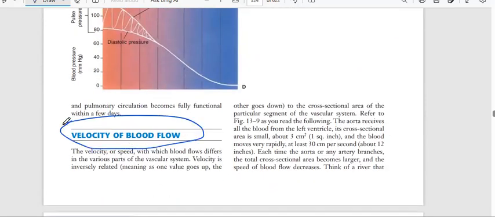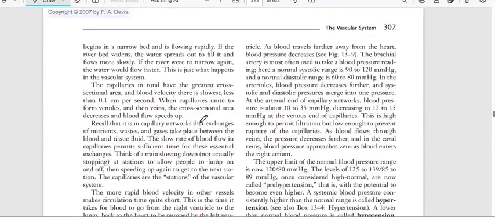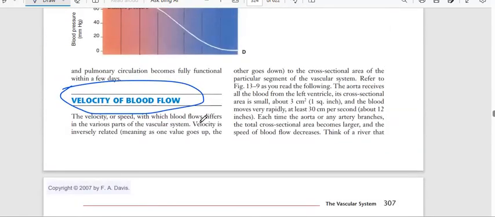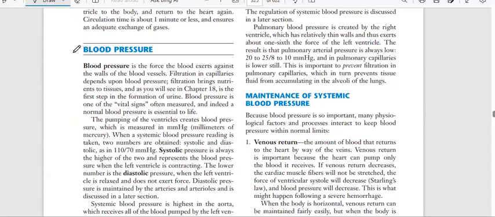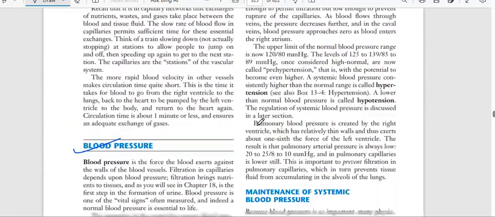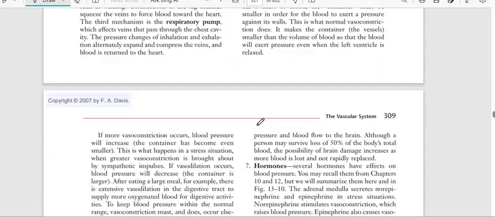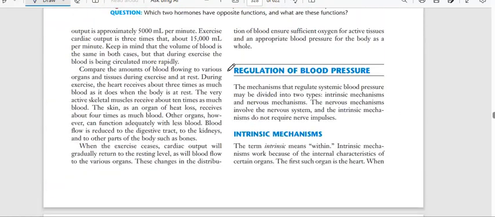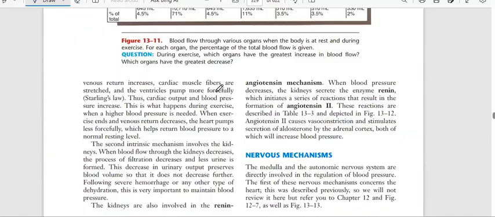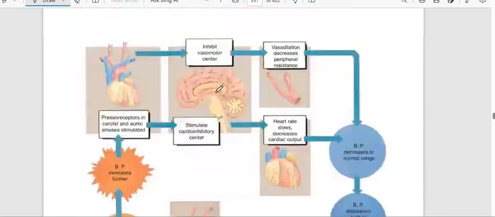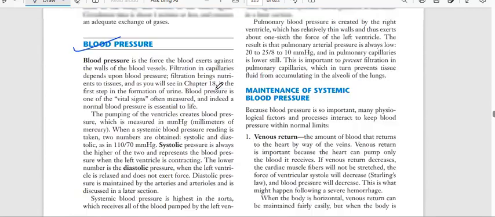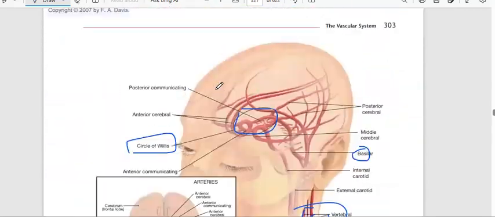Next, we have the velocity of blood flow. How does blood go from higher velocity to lower velocity, and how does the speed occur? Is there a constant speed, or does the speed decrease or increase? We will discuss that. And we have a very important thing, blood pressure. What is blood pressure? How is it maintained? Very important, because nowadays blood pressure is very common. We'll discuss all those things tomorrow. If any doubt, you can ask.